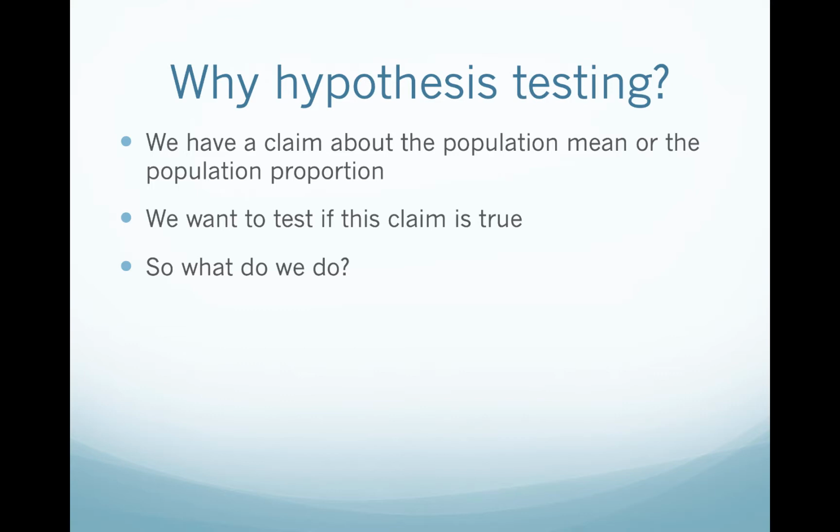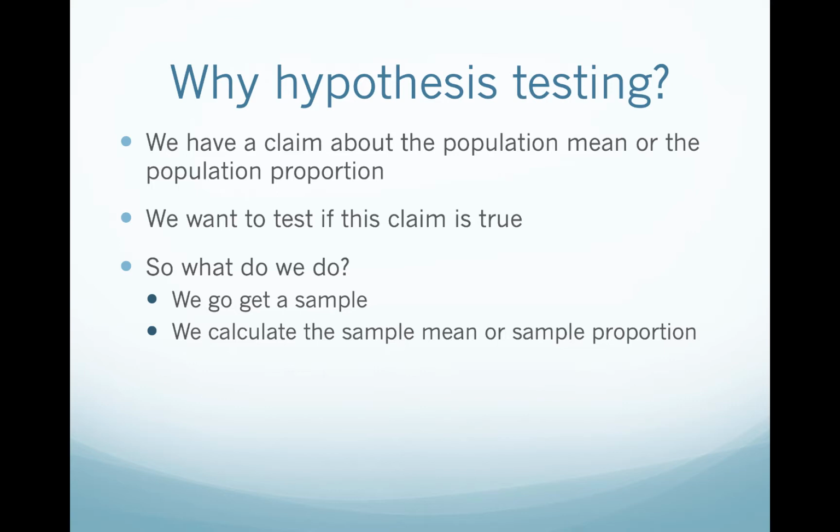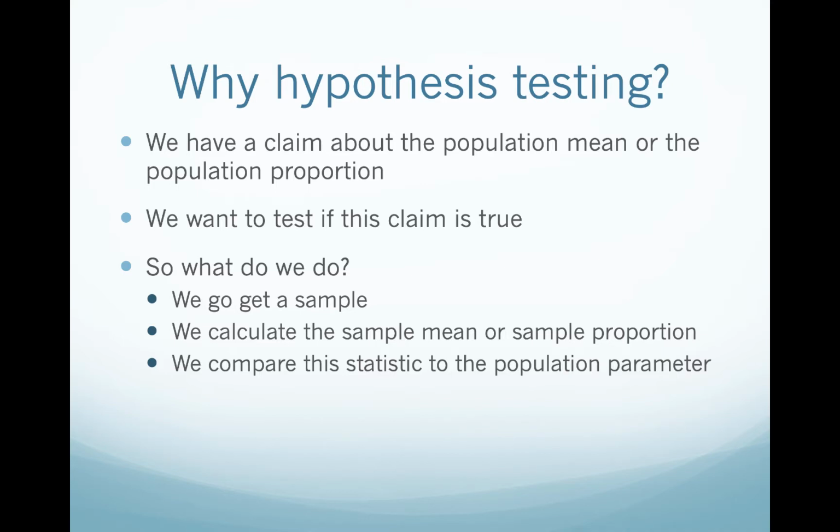We want to see if that claim, that I think it's 25% of kids are victims of bullying, is true. So what do we do? We go get a sample. We'd go to a middle school and get a random sample of middle schoolers. We'd calculate the sample mean or sample proportion. So here we would get the sample proportion of who claims being a victim of bullying and who doesn't. And we compare this statistic to the population parameter. So we would compare our sample proportion, whatever we find, to the population parameter of 25%.